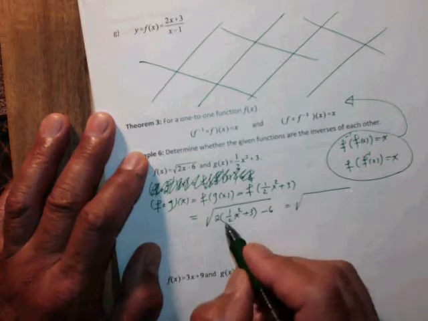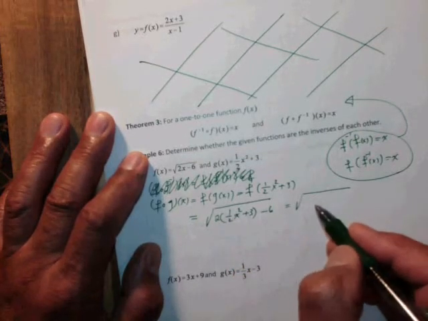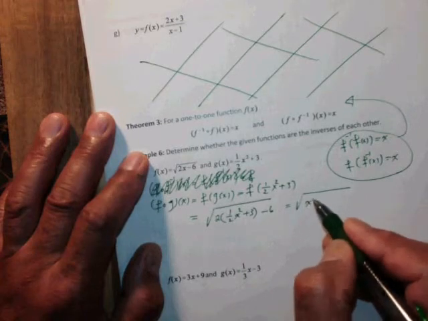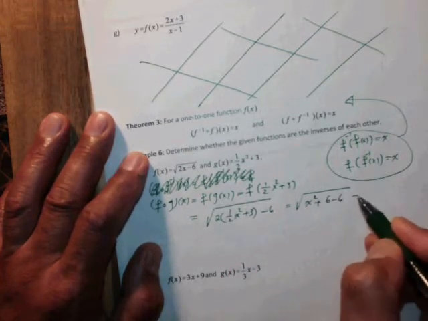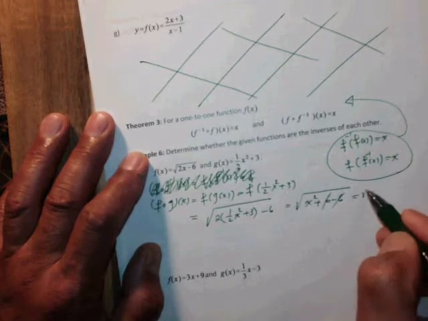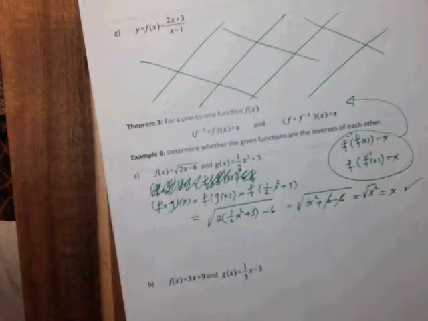Let's simplify. Multiply this 2, or distribute or FOIL this 2. 2 times 1/2 is 1, so you get x squared. 2 times 3 is 6, minus 6. This 6 is cancelled out. You get square root of x squared, which is just x. You see? So it worked out that way.